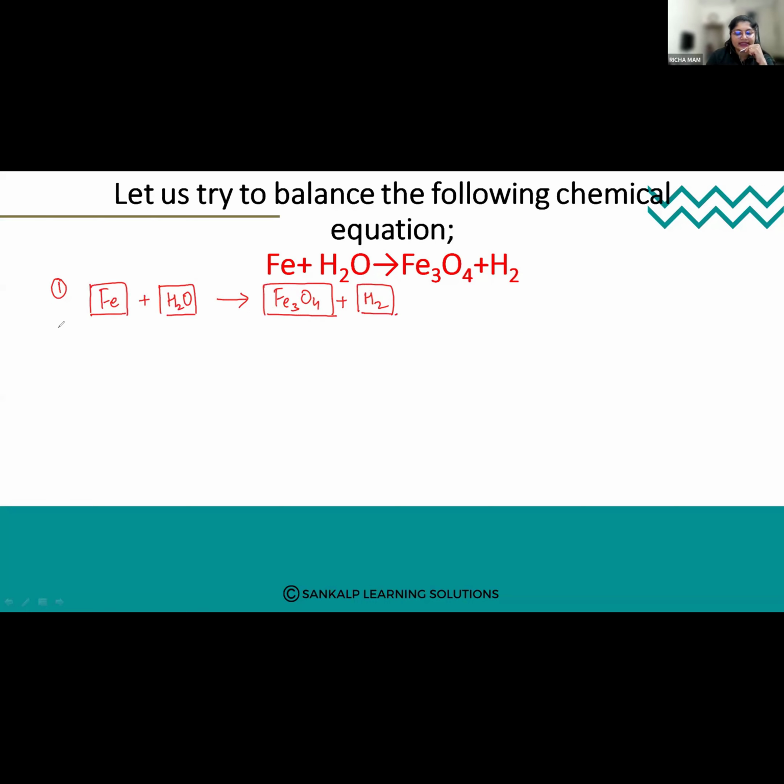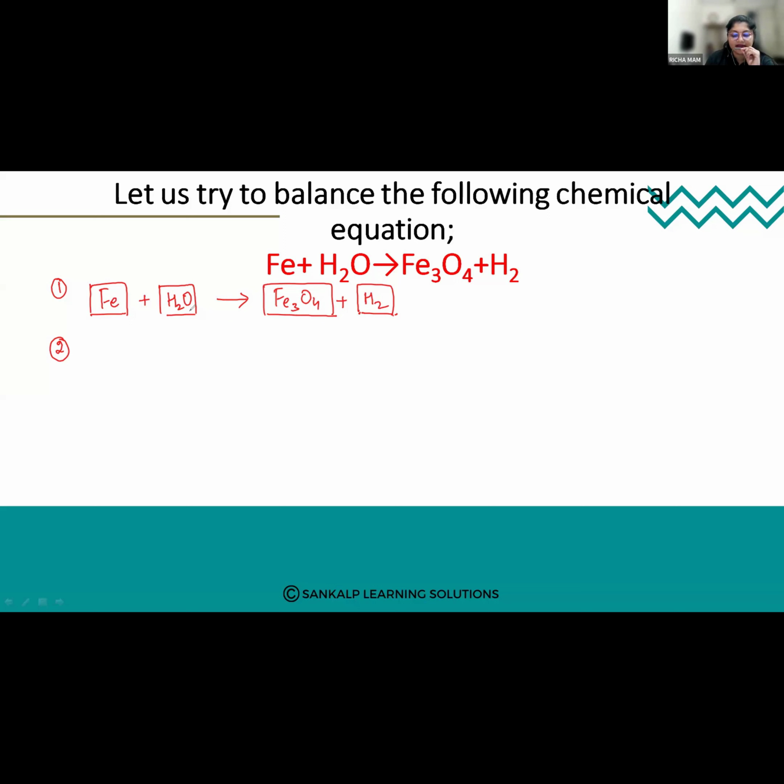Now the second step. You have to follow each step. For your exams, each step is important. You should not directly write the balanced equation. You have to follow each step, because marks will be given for each step. Now the first step is what? I have to separate them and write them in different boxes.